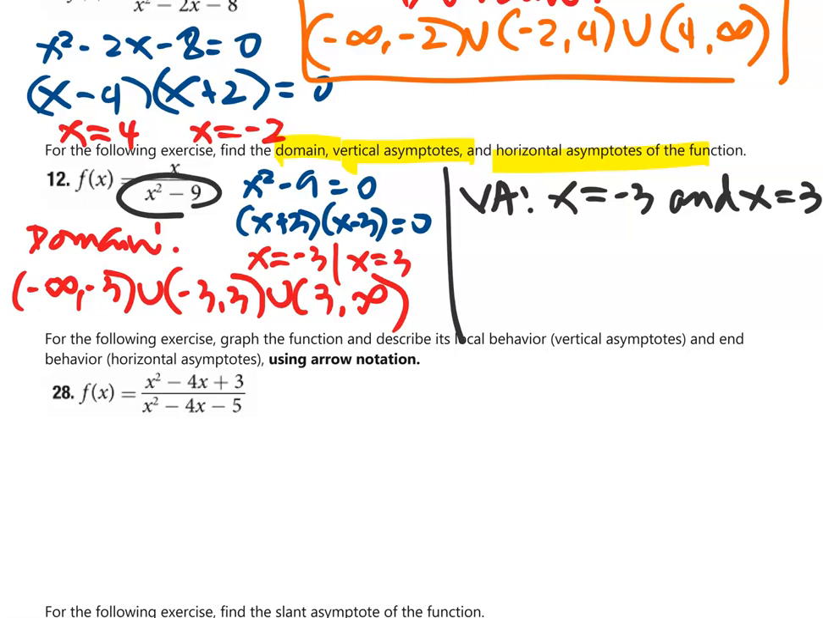Now, do we have a horizontal asymptote? Take a look at the degrees of the numerator and the denominator. The degree of the numerator is 1, the degree of the denominator is 2, and 1 is less than 2. When the degree of the numerator is less than the degree of the denominator, then y equals 0 is automatic, your horizontal asymptote is y equals 0. Okay.